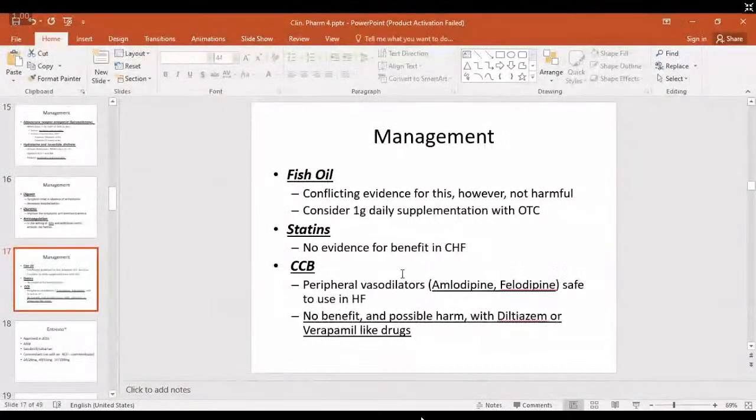Fish oil, statins and calcium channel blockers are not beneficial in treating heart failure patients, and diltiazem and verapamil actually should be avoided because they can cause possible harm in patients with heart failure. Amlodipine and felodipine can be used in patients with heart failure with preserved ejection fraction.